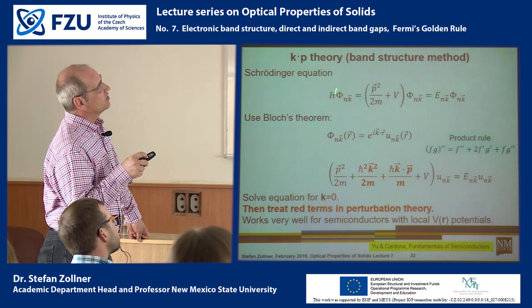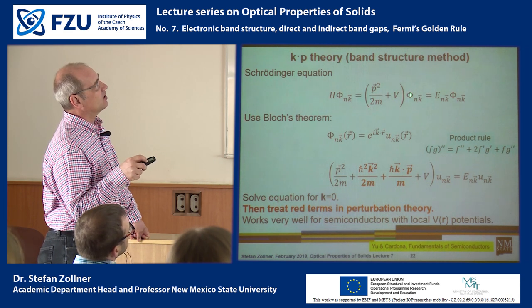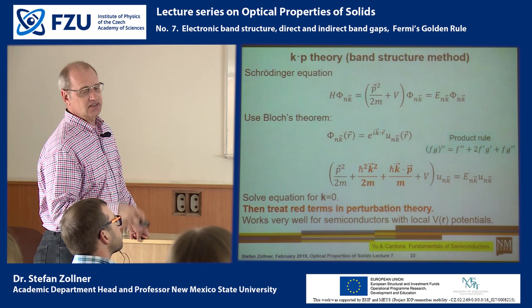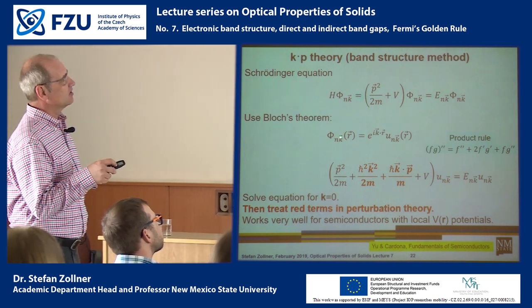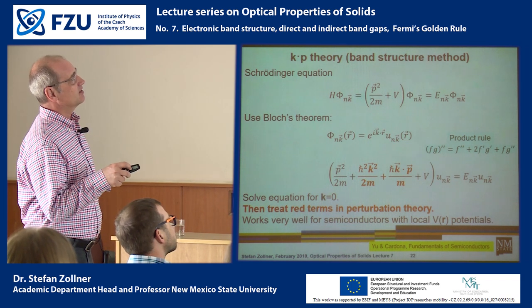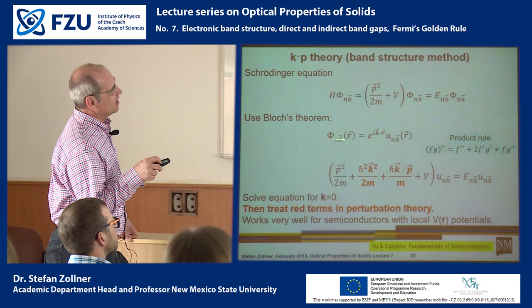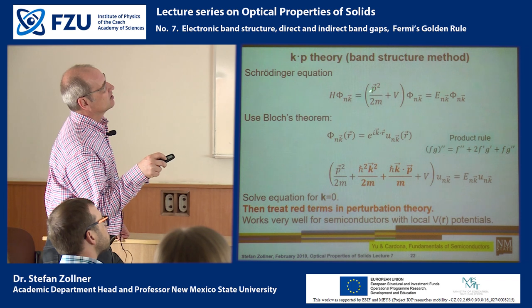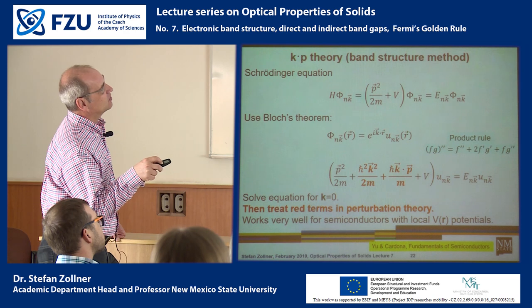So we start with a Schrödinger equation where the Hamiltonian has a kinetic energy part and a potential energy part, and we have a wave function. Now this wave function is not periodic in the crystal, but instead, using Bloch's theorem, the wave function can be written as a periodic part multiplied by this plane wave term. Now what I'm doing is I'm taking this wave function and plugging it in here. So I take p squared over 2m plus V applied to this product.